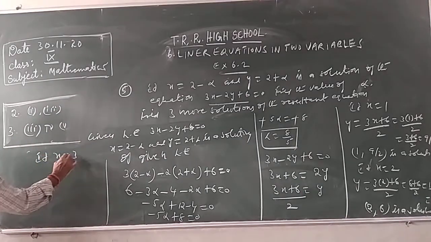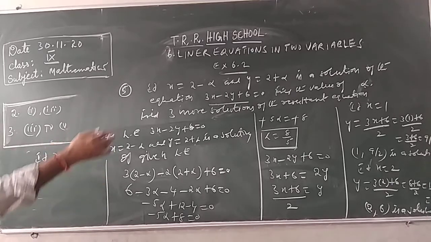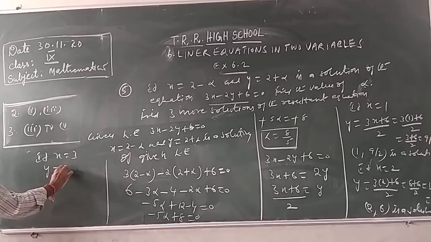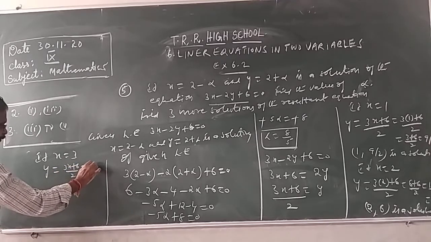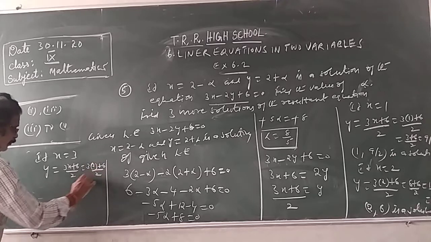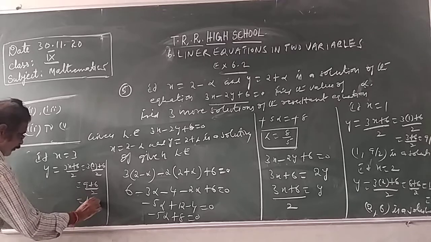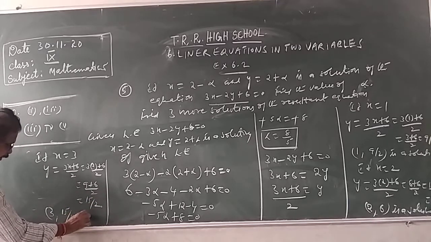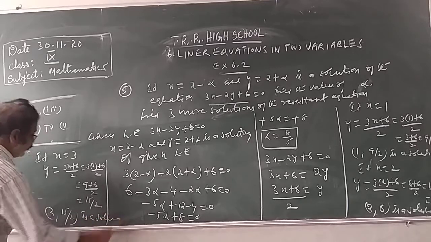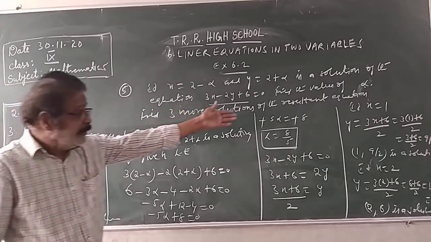If x is equal to 3, y is equal to what? 3x plus 6 by 2. 3 into 3 is 9, 9 plus 6 by 2, 15 by 2. So 3 comma 15 by 2 is a solution. So we found 3 more solutions.